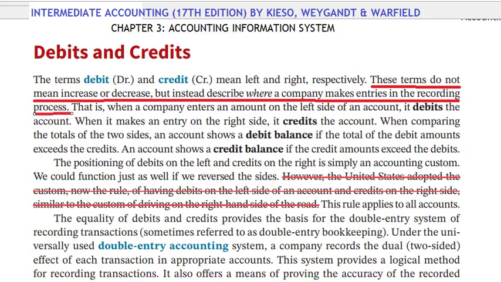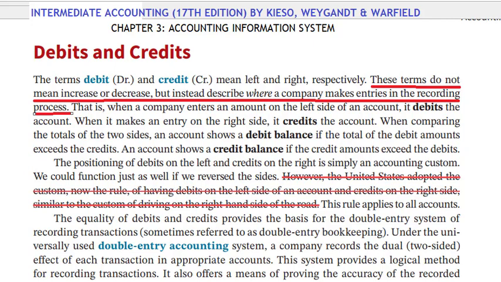Then it says, when a company enters an amount on the left side of an account, it debits the account. It would do so because left side is called the debit, so we will say debiting the account, or the debit side has been debited, if you want to call it that. When it makes an entry on the right side, it credits the account. So if you input any information on the right side, that's, again, as we've mentioned before, it's the credit side.